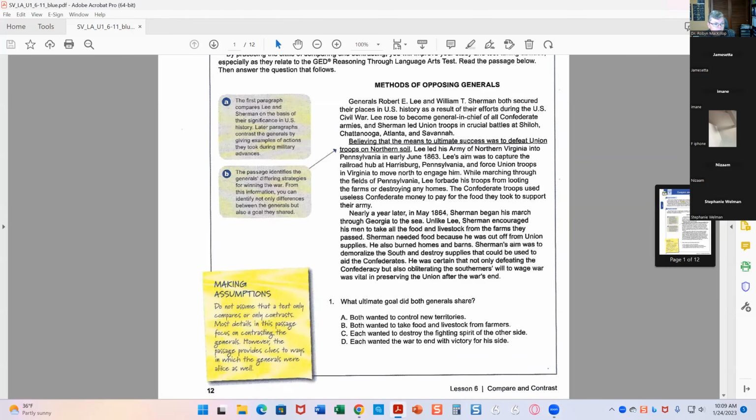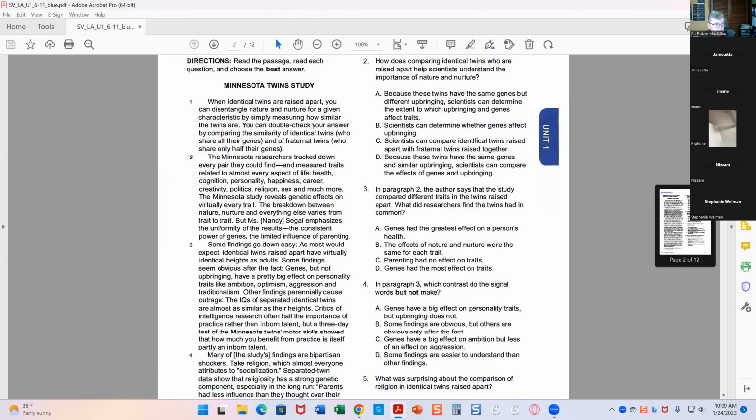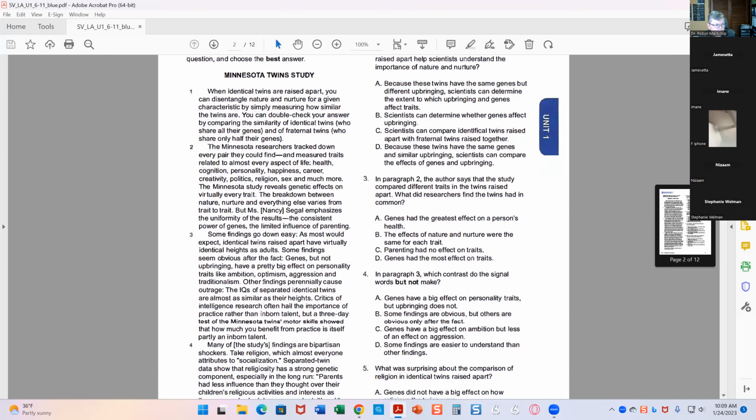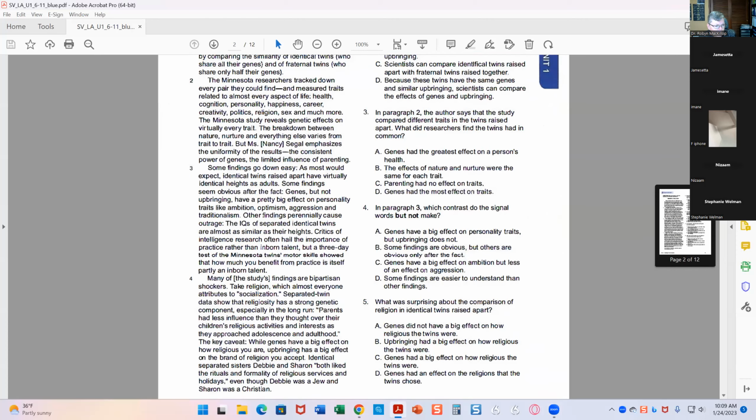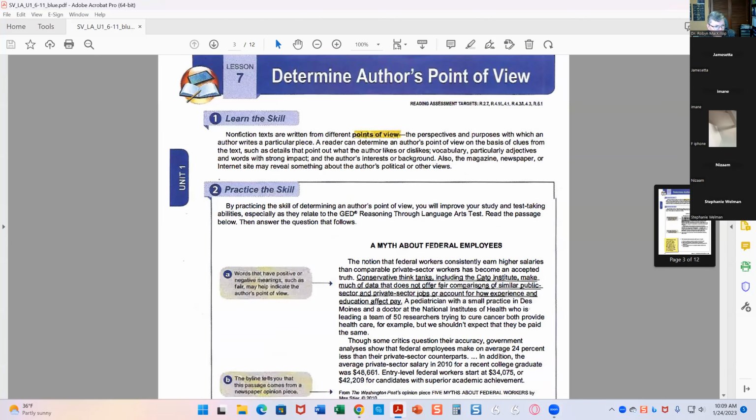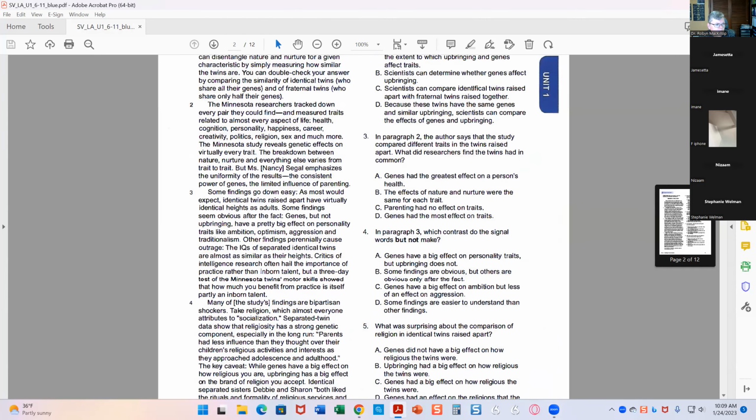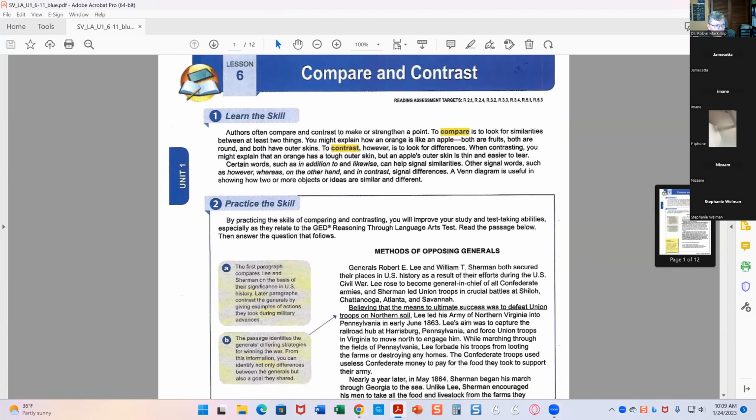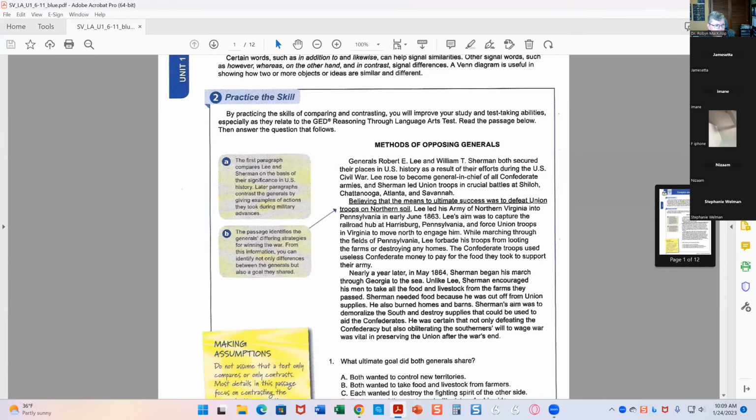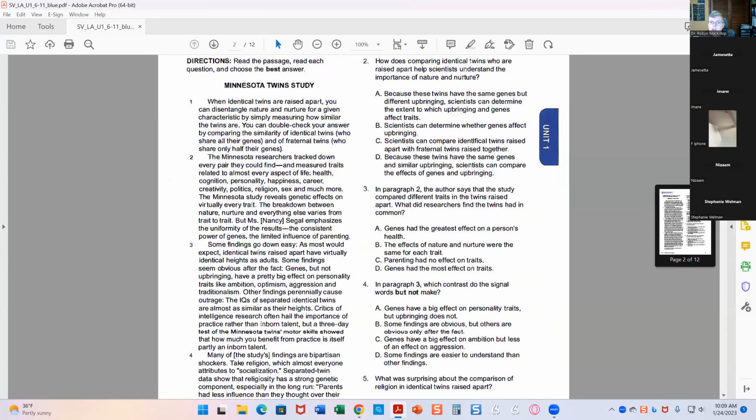Nice. Let's go to the next one. Let me see if I want to do Minnesota Twins. This one was on, shoot. Sorry, I hope I'm not making you seasick. Compare and contrast. Yeah, let's do Minnesota Twins. We'll finish with compare and contrast.